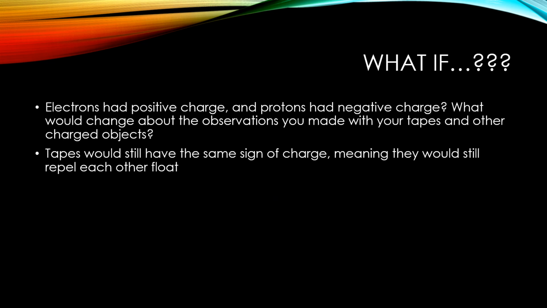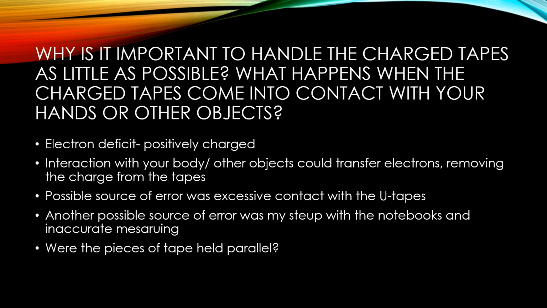So what if the electrons had a positive charge and the protons had a negative charge? What would change about the observations you made with your tapes and with other charged objects? The tapes would still have the same charge, meaning they would still repel each other and float. So nothing much would really change there. And then why is it important to handle the charged tapes as little as possible? What happens when your charged tapes come into contact with your hands or other objects? They are electron deficient, which means they're positively charged, and interaction with your body or other objects could transfer electrons, removing the charge from the tapes.